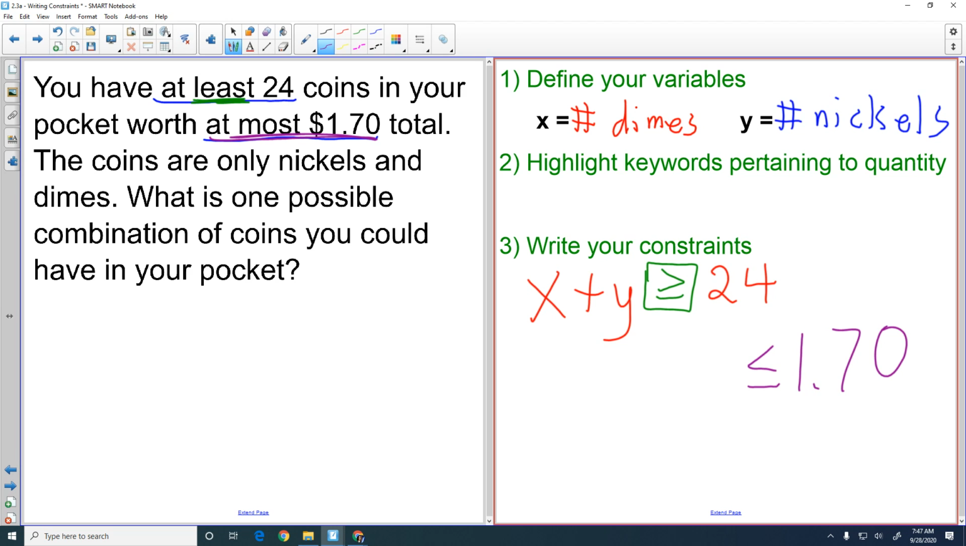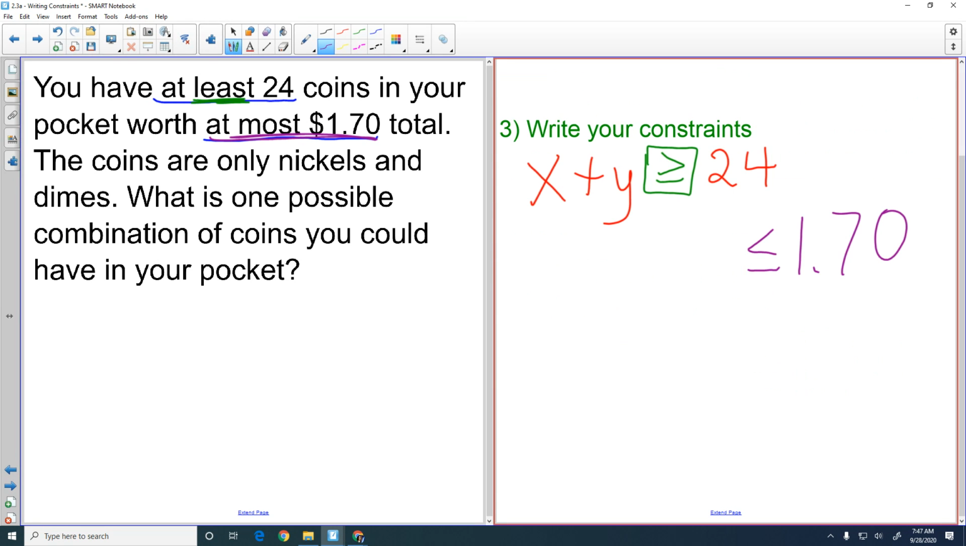Now here's the next issue that students often have when writing these constraints. That first inequality, x plus y greater than or equal to 24. That was the number of dimes and the number of nickels has to be greater than or equal to 24 total coins, right? Because x is the number of one coin, y is the number of another coin, 24 is the total number of coins. The second inequality deals with the value, with the money.